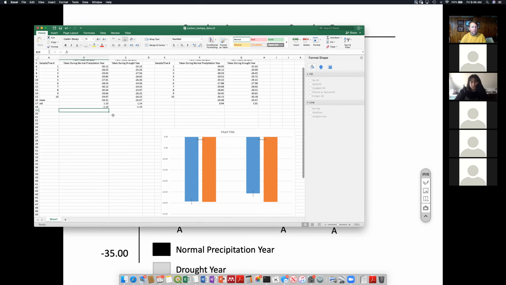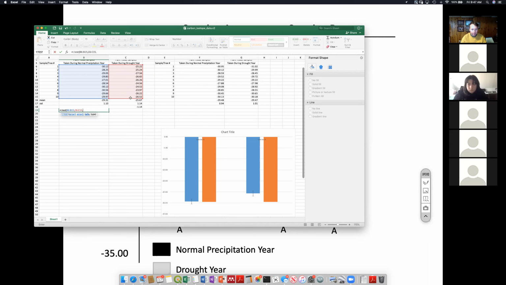Now for the t-test. The function is equals t dot test. You have to give it the first population, so array 1 is the first population. Array 2 is the second population.